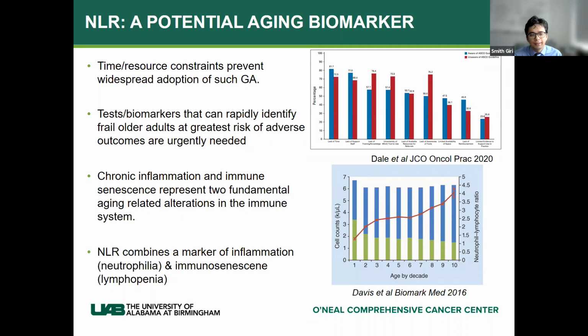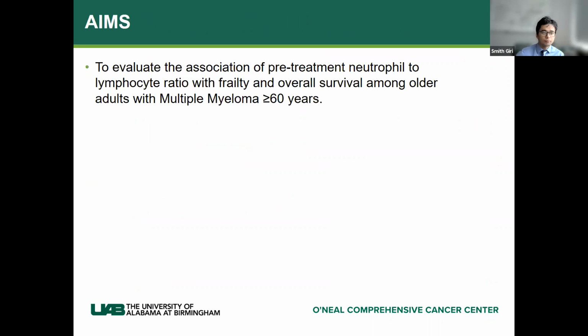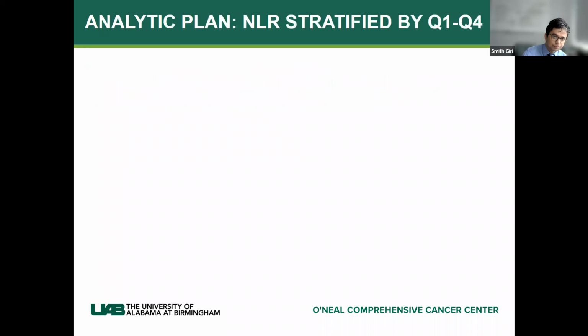One of those is the neutrophil lymphocyte ratio, which combines a marker of inflammation and immunosenescence. And you can see on the diagram at the lower bottom right that with each increasing age by decade, the neutrophil to lymphocyte ratio tends to steadily rise as a potential marker of aging. Our aim was to evaluate the association of pre-treatment neutrophil to lymphocyte ratio with frailty and overall survival among older adults with multiple myeloma, 60 years and older.